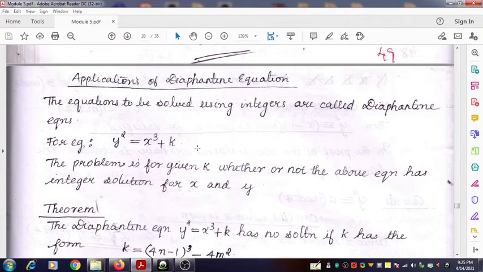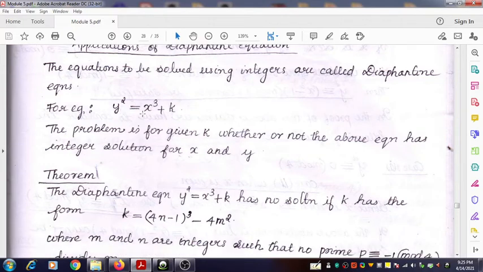For example, the equation y squared equals x cubed plus k, where k is some integer constant. In this equation there are two variables, x and y. If you try to obtain a solution of the equation where both x and y are integers, and if there exists such a solution, then in general we call that kind of equation a Diophantine equation.